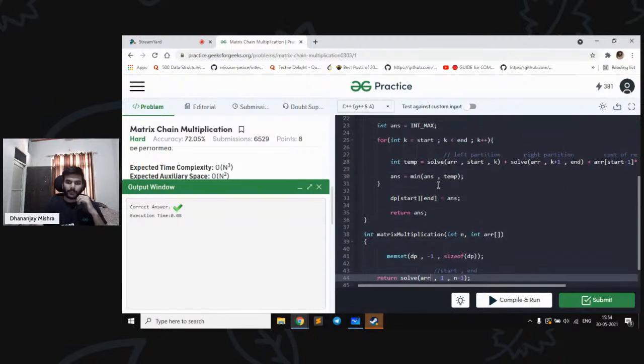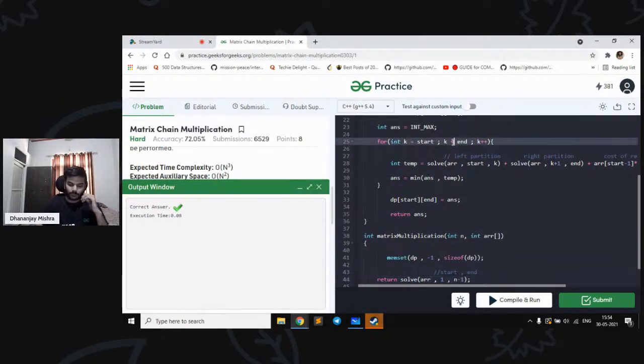Now one more thing I told you: what if I take this equal sign, right? I told you that it will give a segmentation fault. Let us check it now. As you can see, it is giving a segmentation fault, and the logic I gave you explains why it is giving a segmentation fault, right? So to make it work properly, I will only use less than. Now it will be working fine.